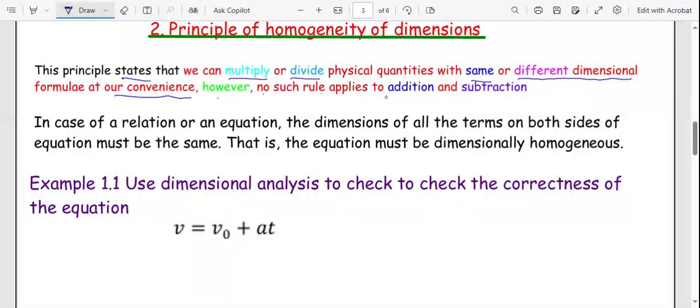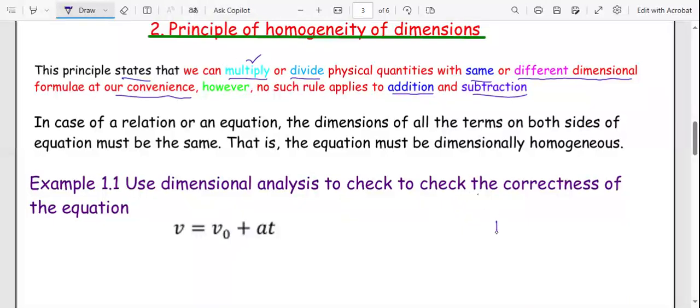However, no such rule applies to addition and subtraction. So this means that we can only multiply dimensions of the same or different dimensional formulae at our own convenience, but no such laws apply to addition and subtraction. What I'm trying to say is we can only divide and multiply.